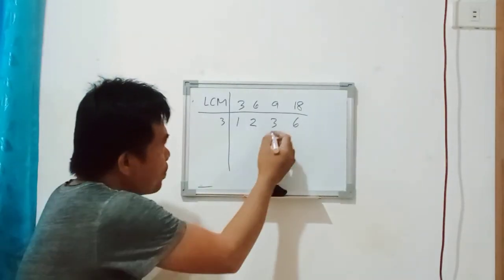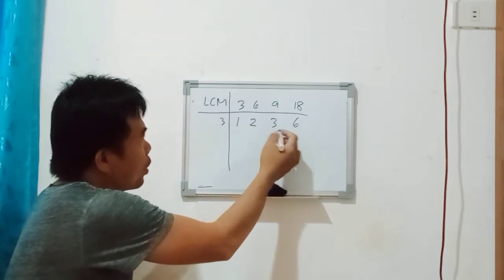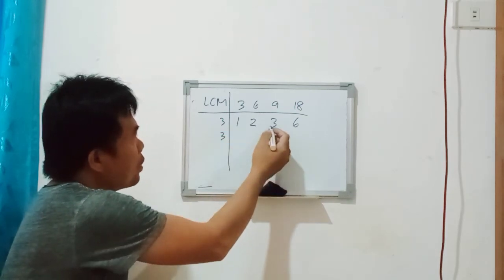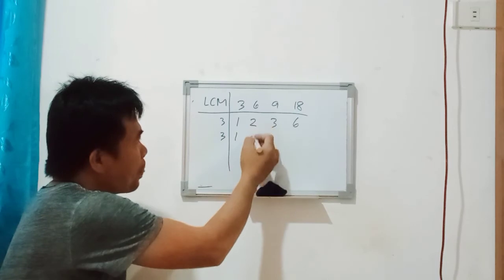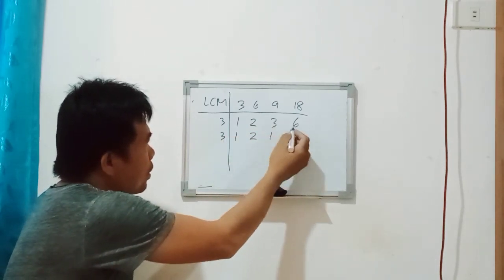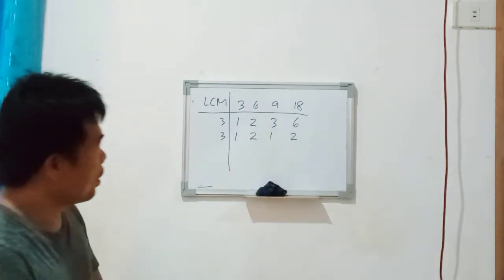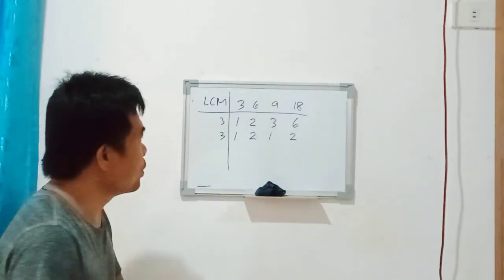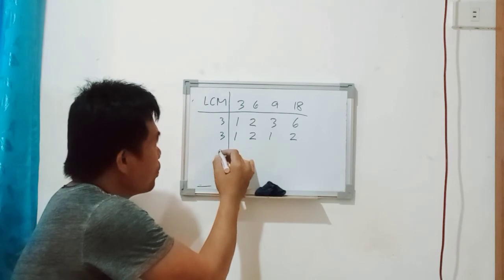So in this case, we will solve this set of numbers, 3 and 6. The common factor for 3 and 6 is 3. So 1, bring down. 2 divided by 3 cannot be, so bring down 2. 3 divided by 3 is 1. 6 divided by 3 is 2. Now the remaining numbers, 2 and 2. The common factor for these numbers is obviously 2.